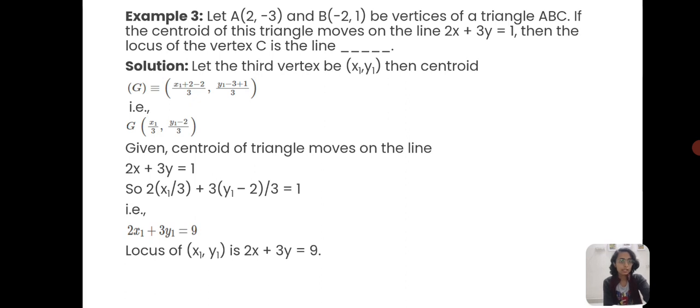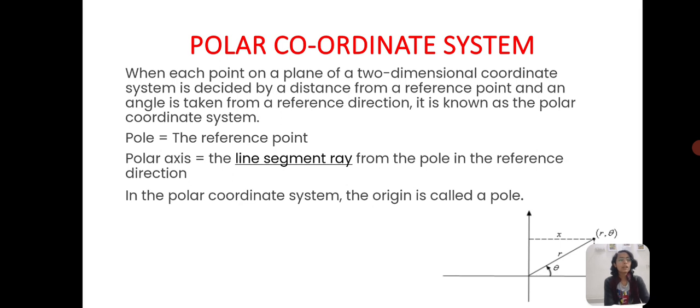Given the centroid of the triangle moves on the line 2x + 3y = 1. So 2x1/3 + 3(y1 - 2)/3 = 1. That is 2x1 + 3y1 = 9. Locus of (x1, y1) is 2x + 3y = 9. Let us look into the polar coordinate system.